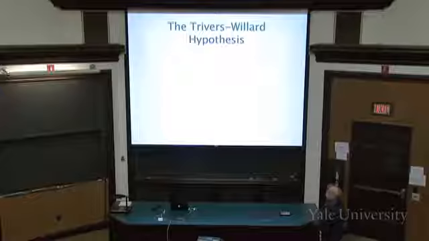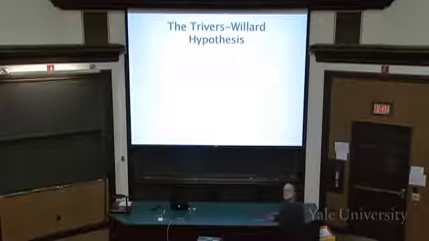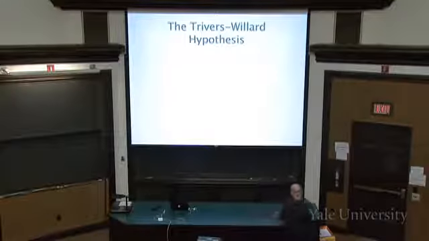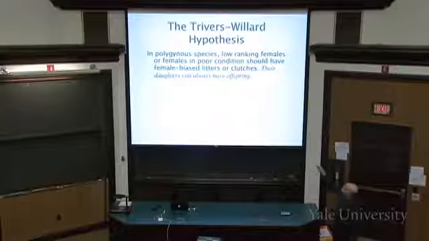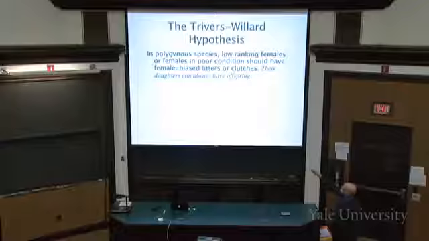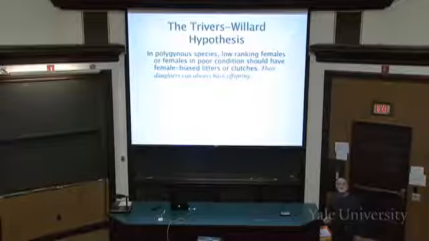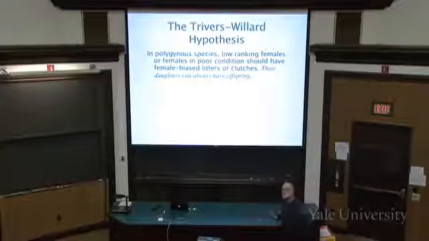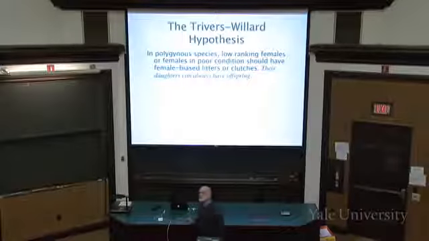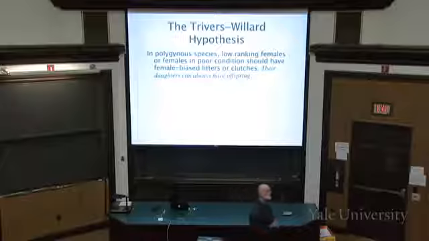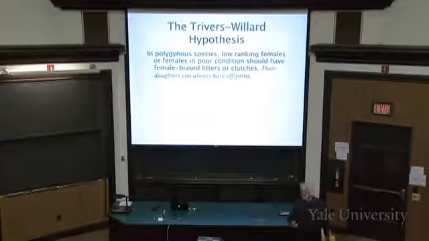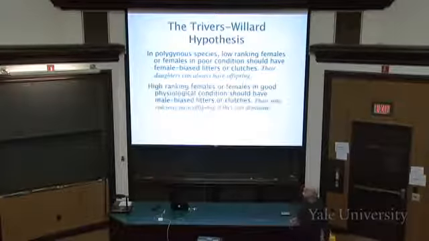We'll get into that with the Trivers-Willard hypothesis. So again, this is Bob Trivers. With a guy named Willard, he came up with the idea that in a polygynous species, a low-ranking female, or a female in poor condition, should have female-biased litters or clutches, because their daughters can always have offspring. Females in these circumstances are the limiting sex. You do not have to be a highly competitive female in a polygynous species to get inseminated. There's going to be some male that's going to get you pregnant.